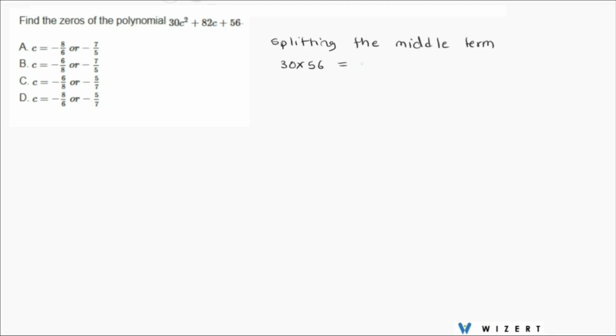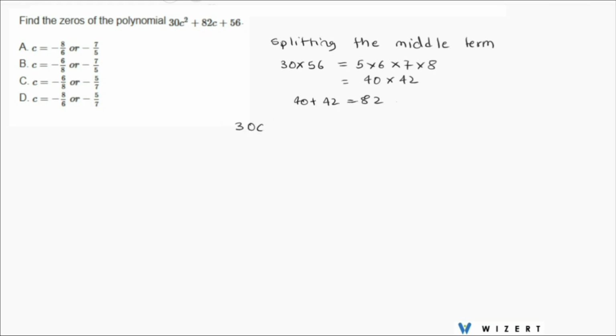So 30 multiplied by 56 is 5 multiplied by 6 multiplied by 7 multiplied by 8. So 6 sevens are 42, 5 eights are 40. 40 multiplied by 42 is the required multiplication, and 40 plus 42 gives us 82. Therefore 40 and 42 is what we split the middle term in.